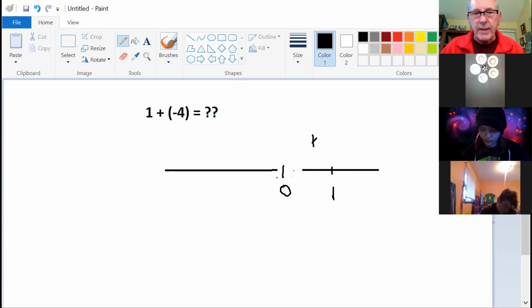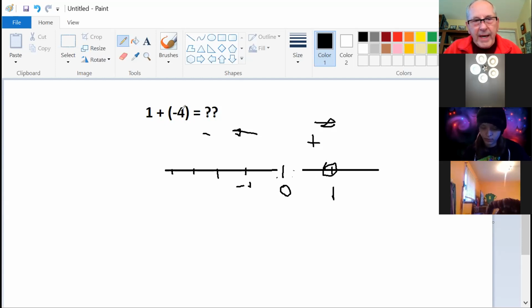This is positive on this side, right? We said it's positive going to the right. Going to the left is all negative. That's 0. This is -1, -2, -3, -4. So if we're starting out with 1, the 1 is over here. This is where you'd start. And we're adding a -4. So you're going back 4, right? It would be like this, going right back to -3. That's how you use the number line.